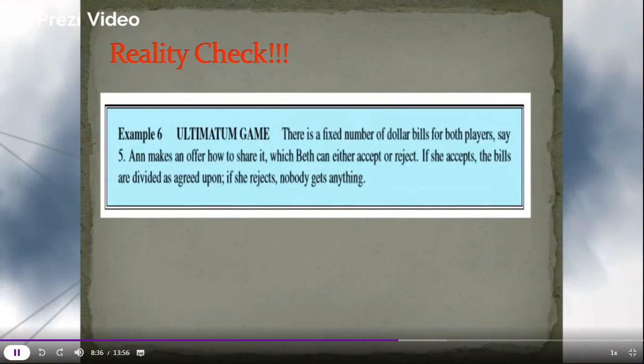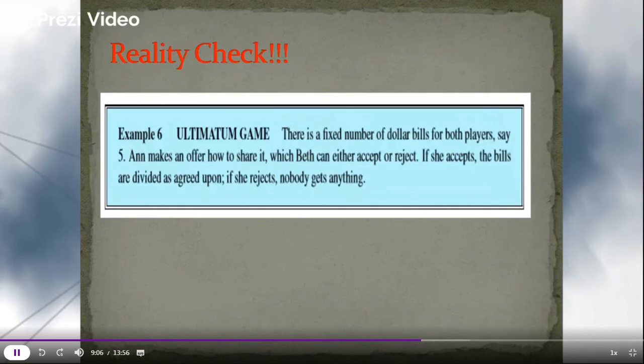We have been told that in a finite sequential game, the first mover will always do the back calculation, use backward induction, and finally decide upon the strategy which suits him or her the best. But does it always happen? Can there not be a situation where there are deviations? There can be, and that's where the game called the ultimatum game comes into the picture.